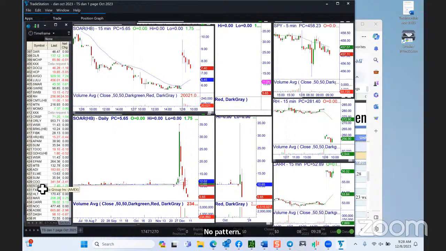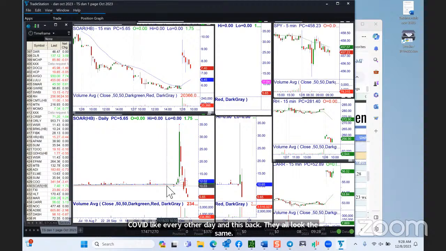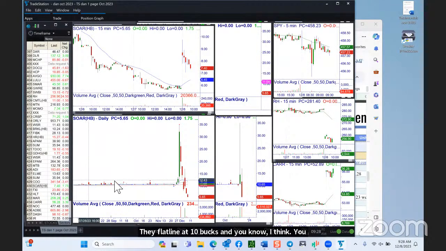Soar? What? Crazy moves. This is 100% the footprint of a SPAC. I didn't know they were still playing with SPACs. I remember we used to have SPACs coming out during COVID, like every other day, a new SPAC. And they all look the same. They flatline at $10, and I think people are just buying a shell company to go public. That's all a SPAC is.